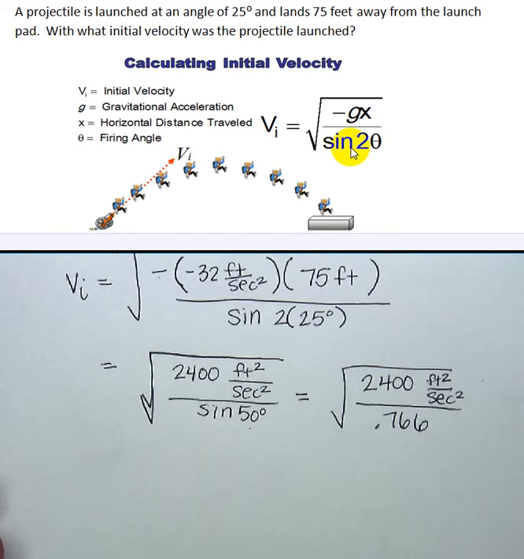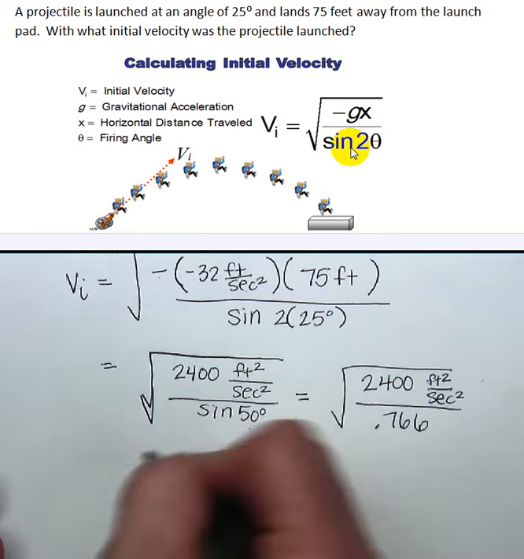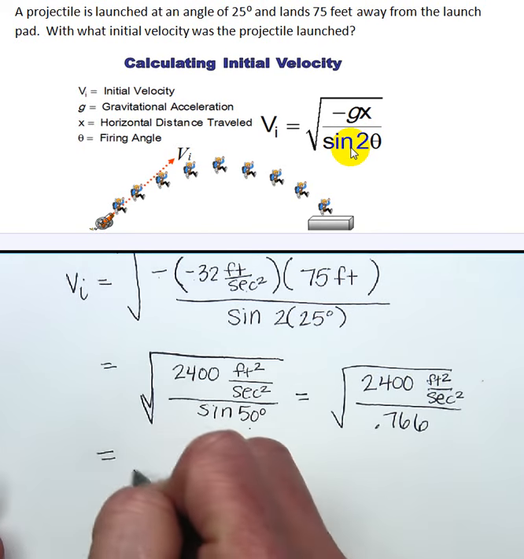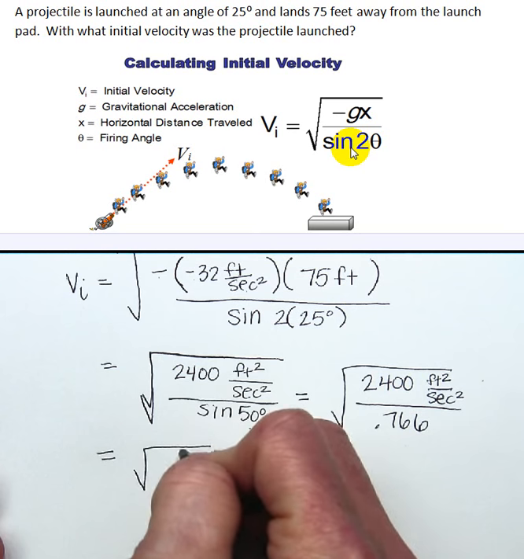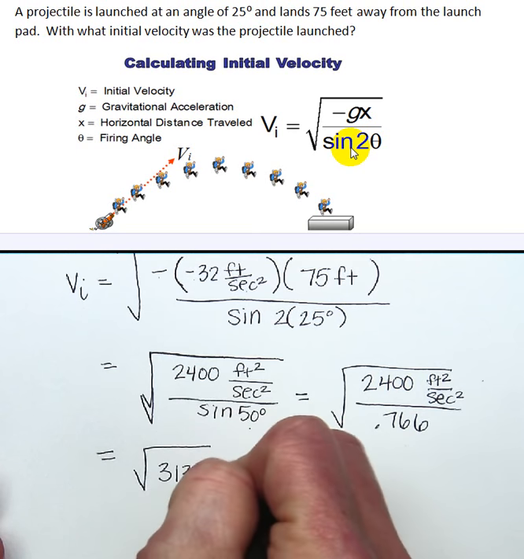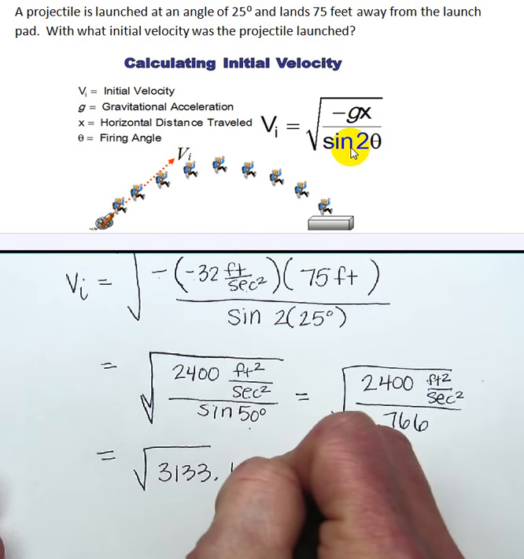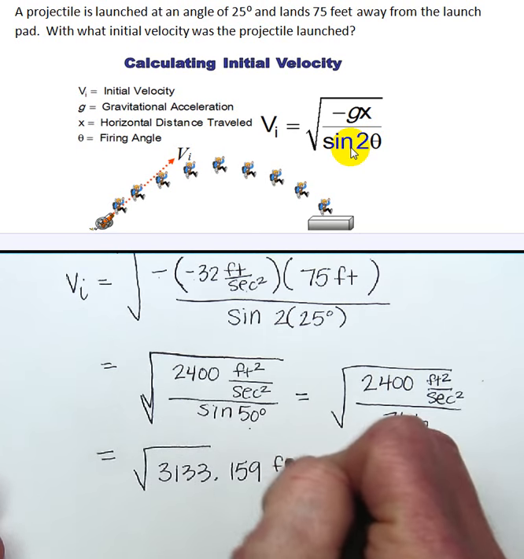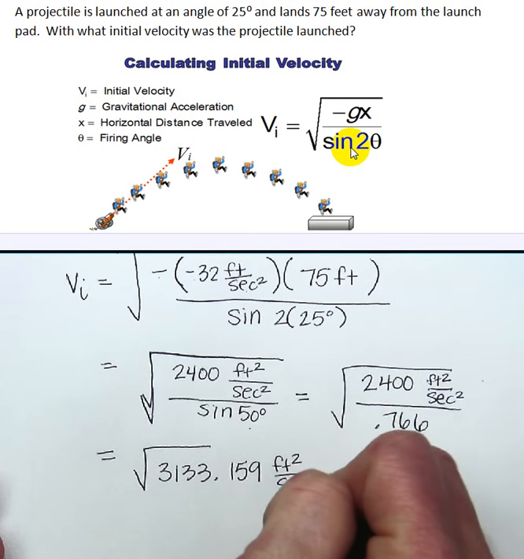So next what I need to do is divide 2400 by 0.766. So when I do that in my calculator, I get 3,133.159 feet squared per second squared.